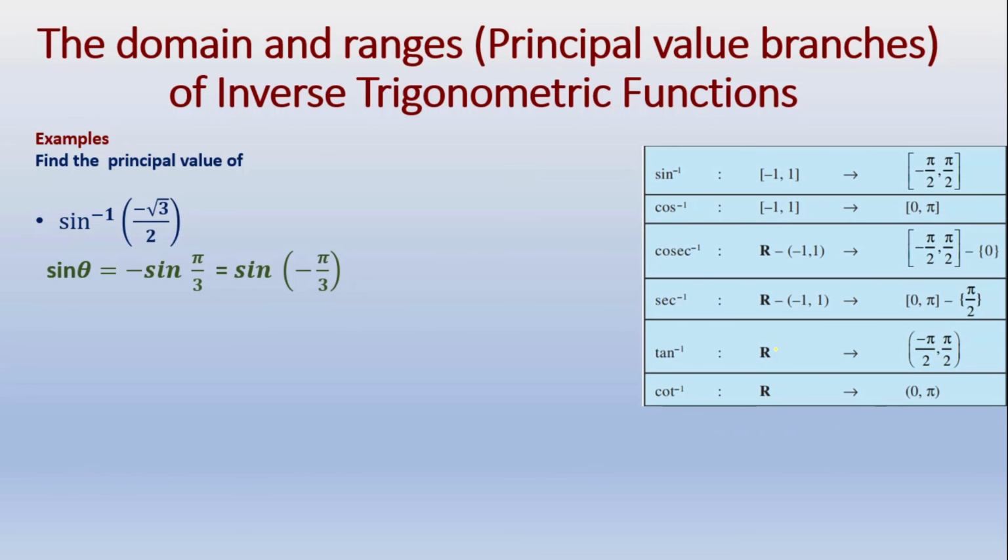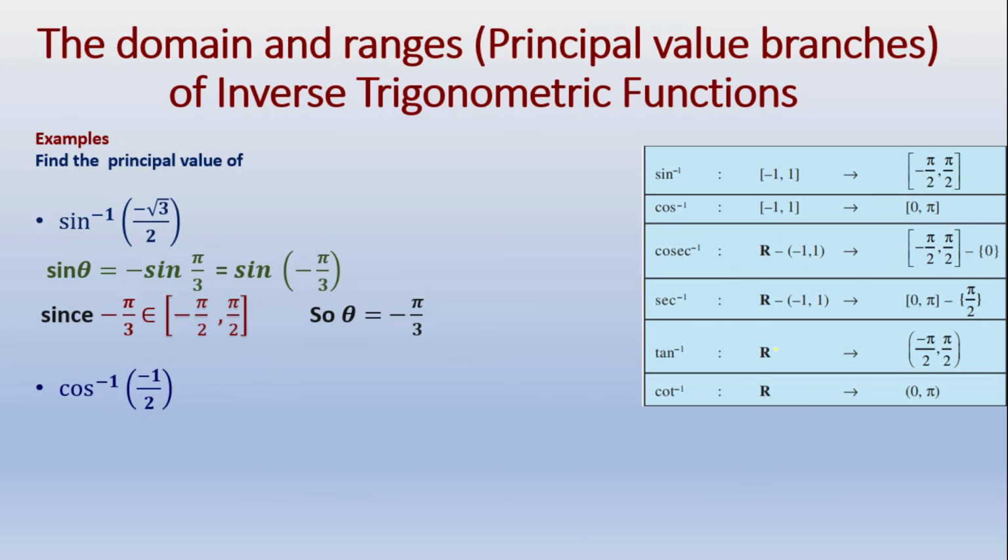And as you know, the range for sine inverse is from -pi/2 to pi/2. Here you know that -pi/3 belongs to this interval, so you can say your answer will be -pi/3. Now let's see another example, that is cos inverse of minus half.